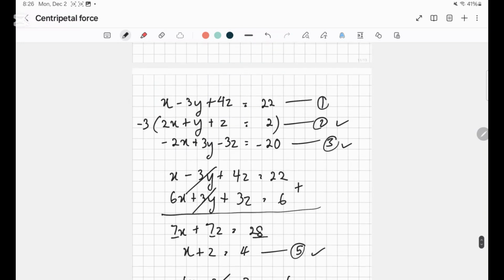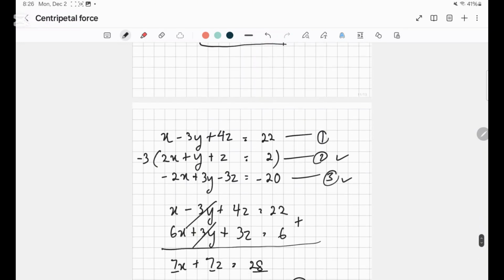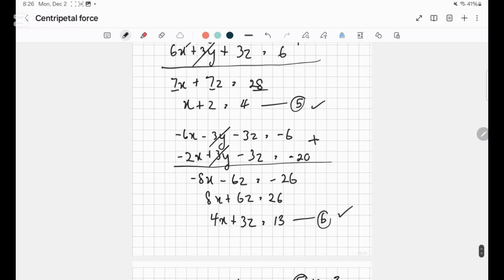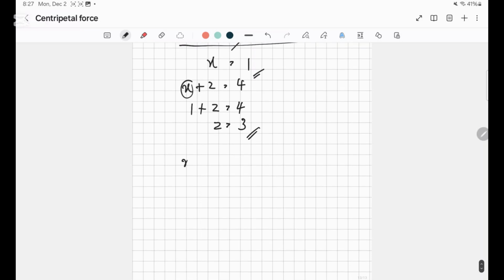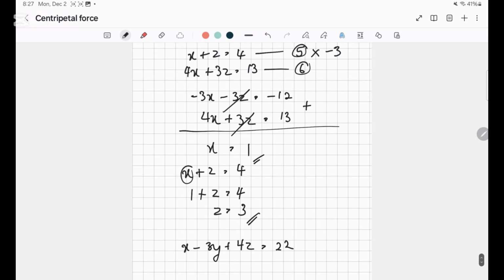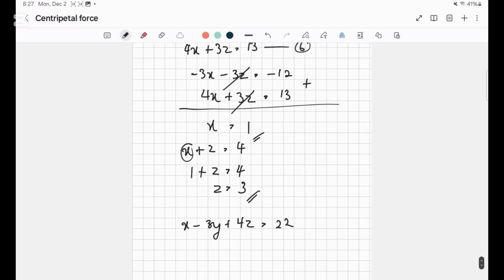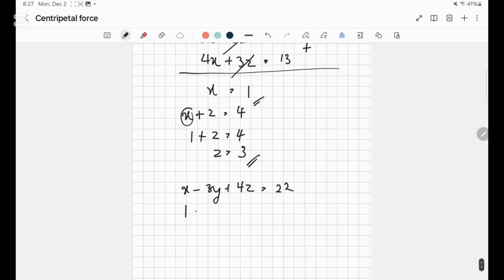So you got z equals 3. Now let's go back to our first equation. Our first equation, x minus 3y plus 4z equals 22. Yep, 4z equals 20. So you put in 1 for x, minus 3y, plus 4 times z, which is 3, equals 22. So minus 3y plus 1 plus 12 is 13, equals 22.